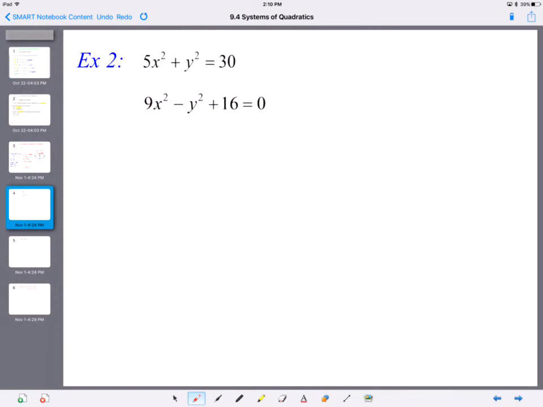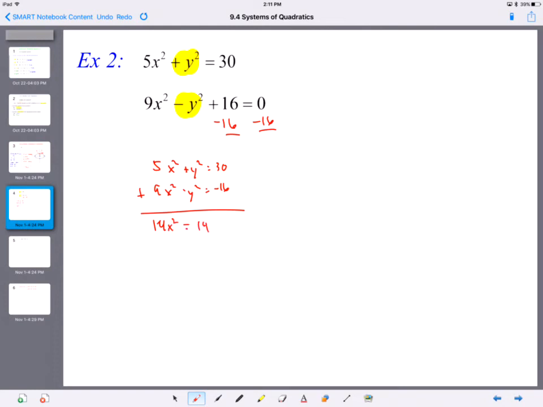If you take a look at these two equations and you're paying attention to what's going on here, hopefully you recognize that there's a positive y squared and a negative y squared. So if we add these two equations together, it will eliminate the y squared. So let's go ahead and do that. I'm going to move the 16 to the other side because the 30 is on the other side. So we have 5x squared plus y squared equals 30, and then 9x squared minus y squared equals negative 16. And if we add the two equations, we get 14x squared is equal to 14.